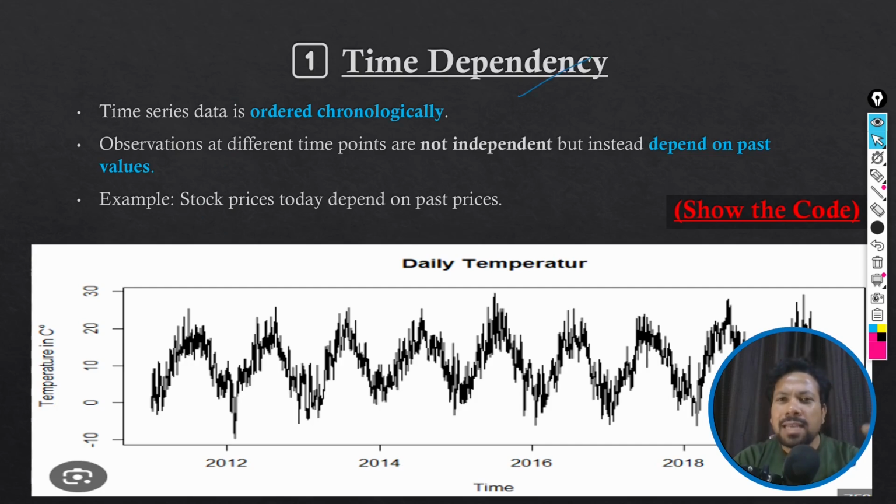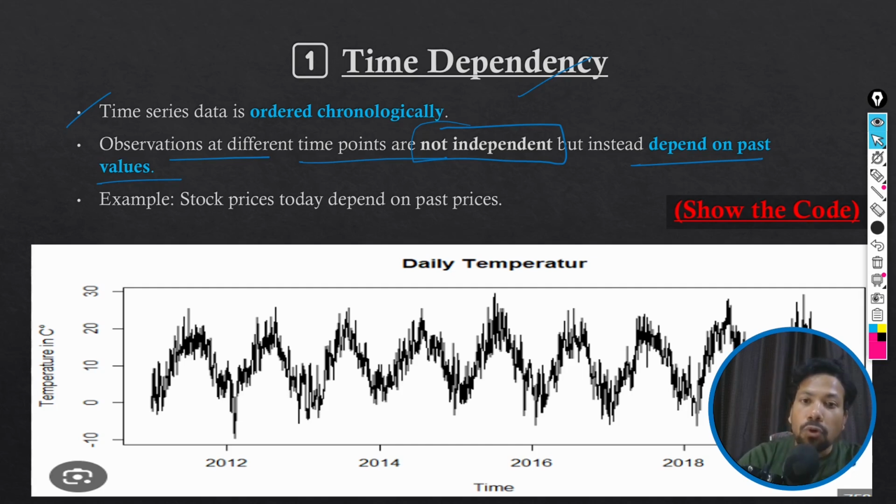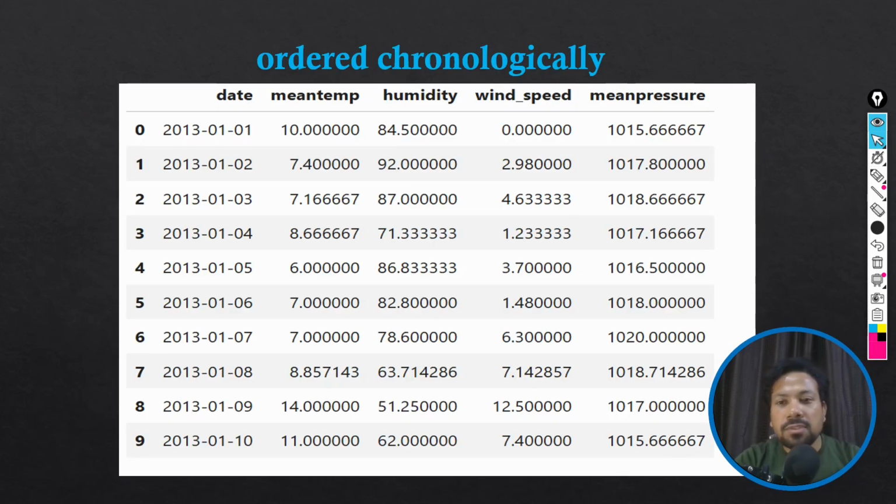We have already talked about this, that in a time series data, the order of the time matters. Okay. So the first point we have already discussed, but the second point is very very important. It is saying that the observations at different times are not independent but depend on the past values. So that means the observation we are taking in a time series data should always depend upon the past values. Let me try to make you understand how important it is with the help of this table. Like, if we take the mean temperature of 3rd January, it is 7.1.